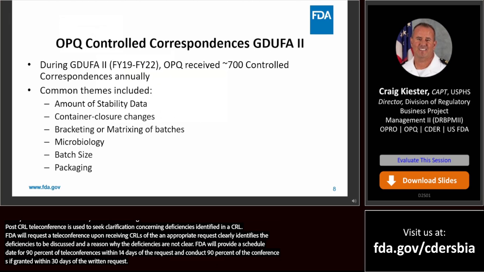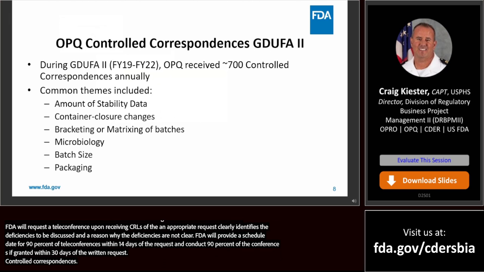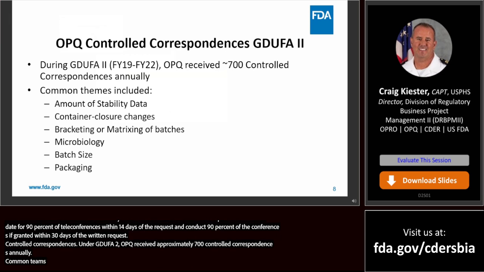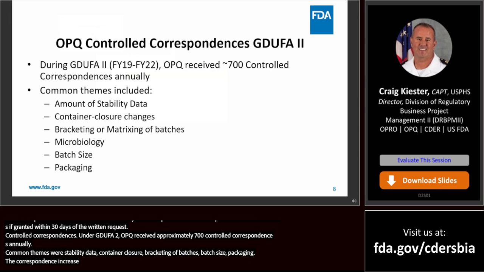Controlled correspondences. So under GDUFA II, OPQ received approximately 700 controlled correspondences annually. So approximately 2,800 of those in the previous 4 years. Common themes of those were stability data and how much was needed, container closure changes, bracketing of batches, microbiology, batch size, packaging changes, and questions. The controlled correspondence on the amount of stability data increased dramatically after the publication of FDA guidance, Development of ANDAs during the COVID-19 pandemic: Questions and Answers.